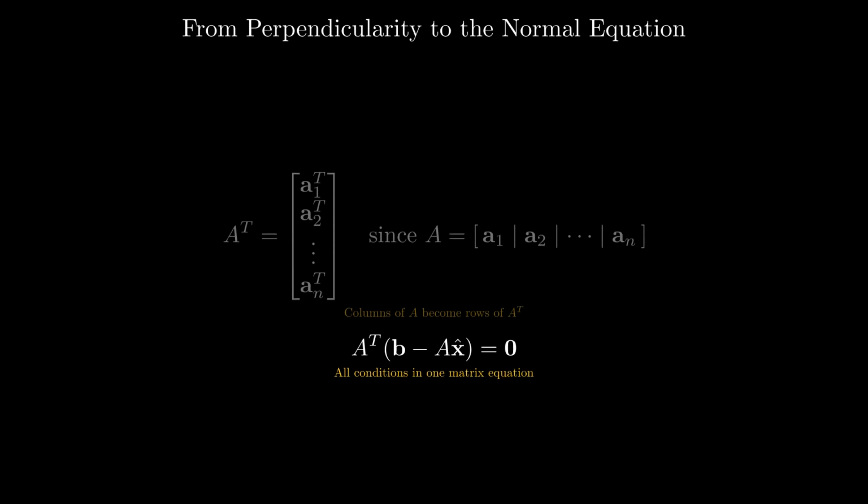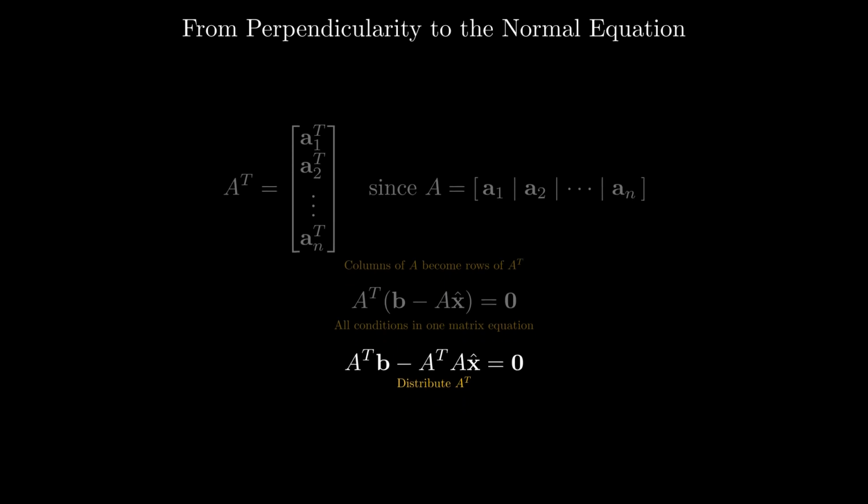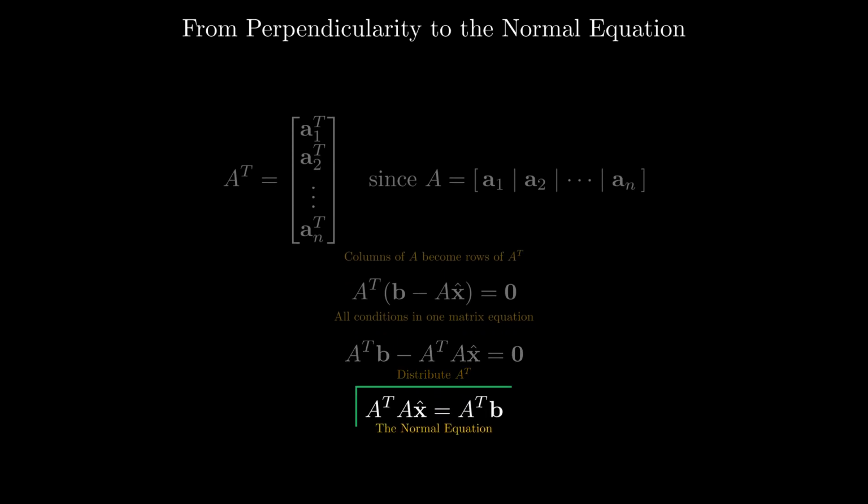Now distribute A transpose across the subtraction. A transpose B minus A transpose AX hat equals 0. Rearrange by moving A transpose AX hat to the other side. A transpose AX hat equals A transpose B. This is the normal equation. The word normal here means perpendicular. It encodes the geometric condition that the error is orthogonal to the column space.